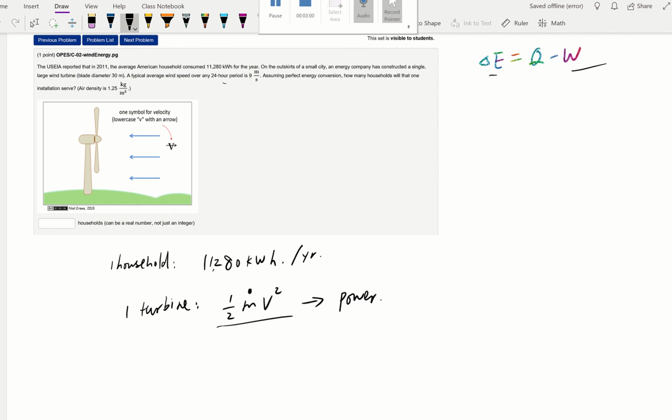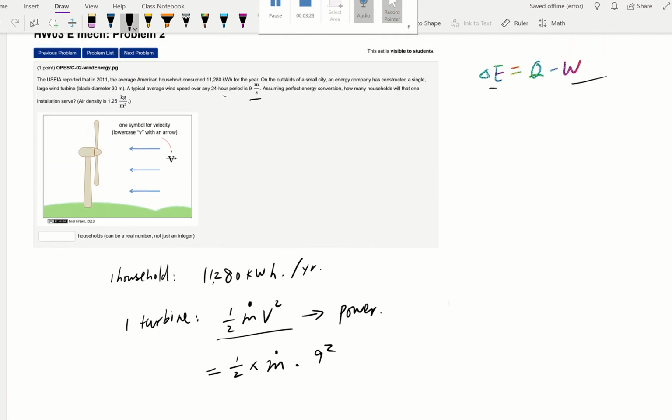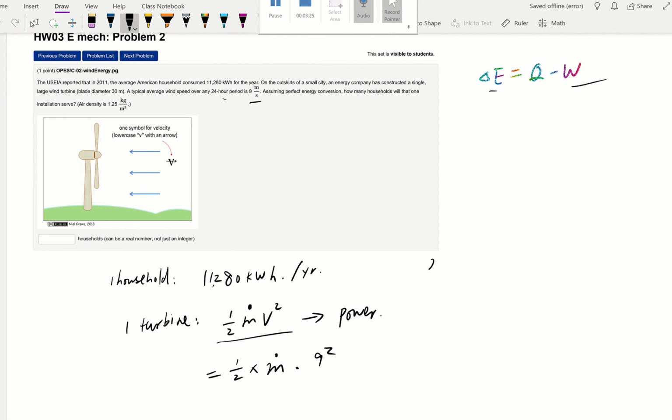Then do we have everything we need here? Do we know the mass flow rate? We don't. Do we know the velocity of the blade? We do, which for my situation is 9 meters per second. Then that's 9 squared. Then how do we figure out the mass flow rate? That's our next step, right? What's our mass flow rate?